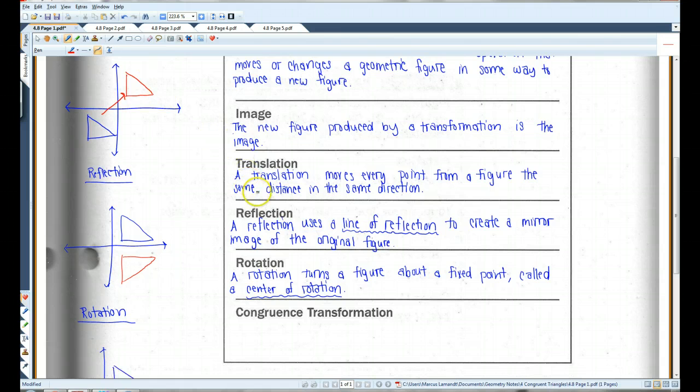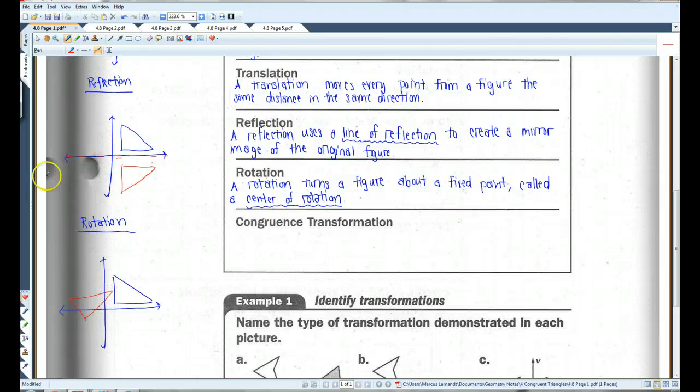A reflection uses a line of reflection to create a mirror image of the original figure. So over here, this is the line of reflection that I used. It doesn't have to be this way. You could have a vertical line of reflection or a diagonal line of reflection, and basically I just flipped it over. So if you imagine looking into a pond or looking into a mirror, this is the reflected image that you're going to see. And once again, doesn't have to be this way. You could reflect it this way. You could reflect it diagonally.